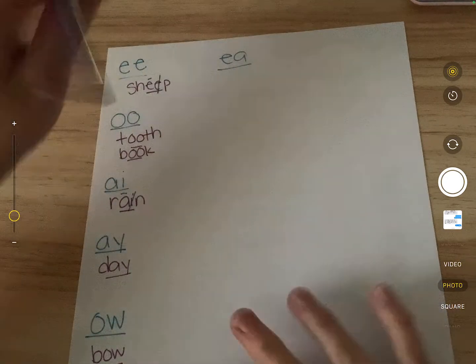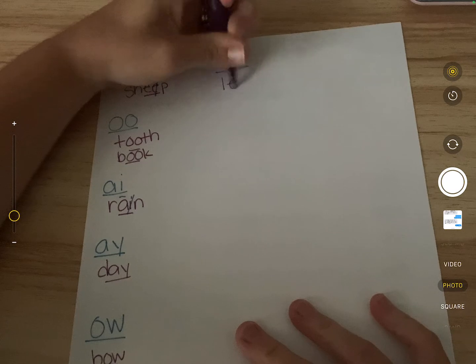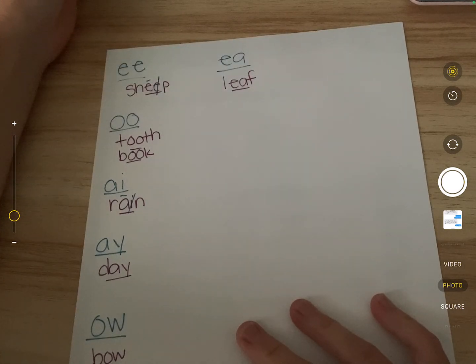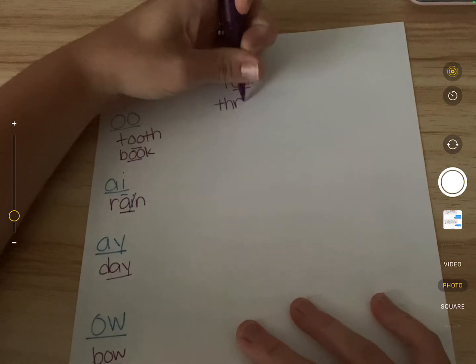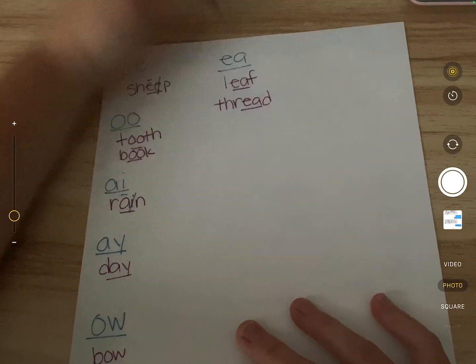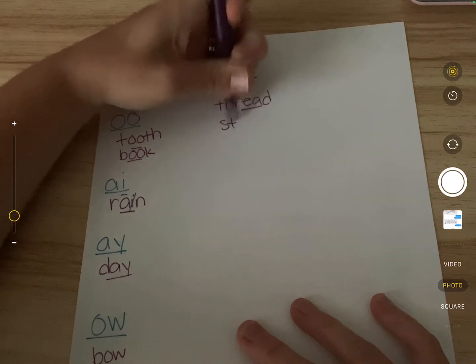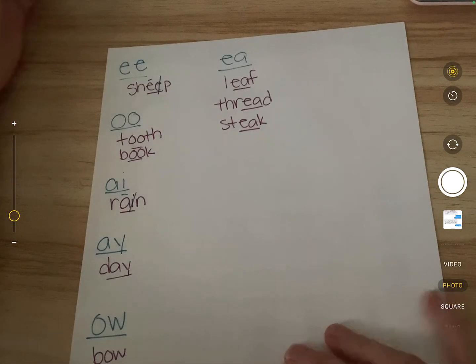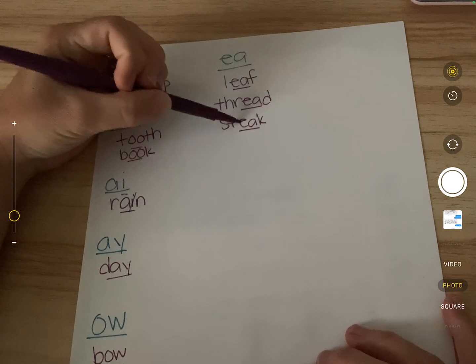So EA can say long E, like leaf. It can make the short E sound, like thread. It can also make the long A sound, like steak. There's a lot of sounds for EA. Long E, short E, long A.